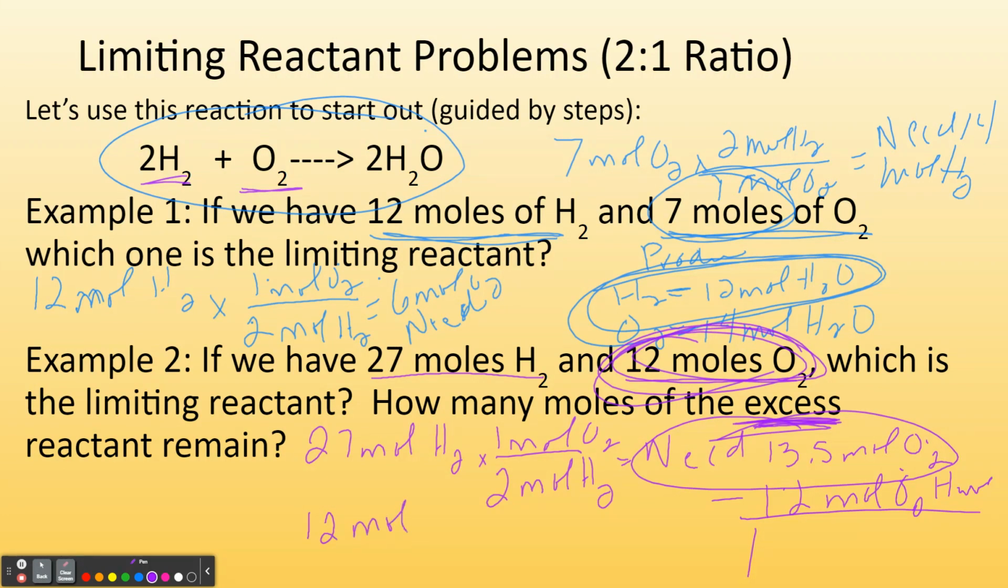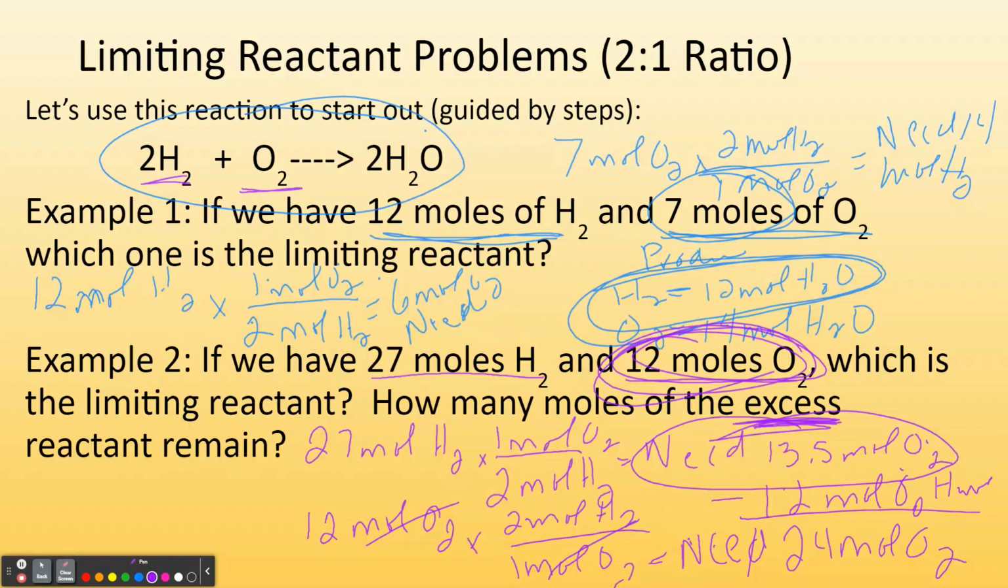So 12 moles of oxygen times 2 moles of H2 over 1 mole of oxygen. So our oxygen cancels out. So we can produce, or we need, 24 moles of hydrogen. 27 minus 24. That's what we have. That's what we need. That gives us 3 moles in excess.